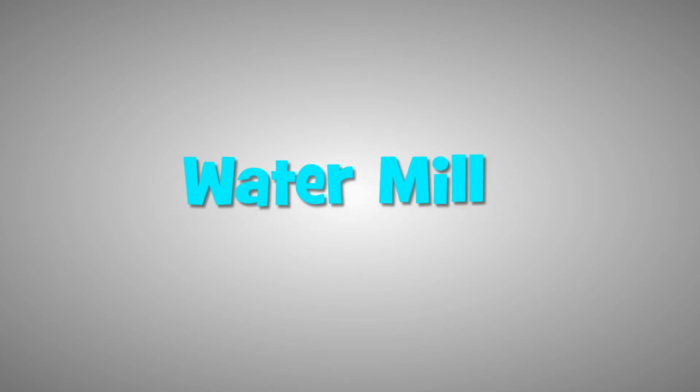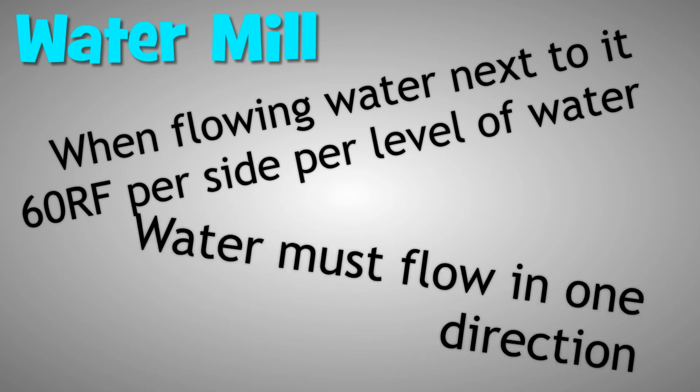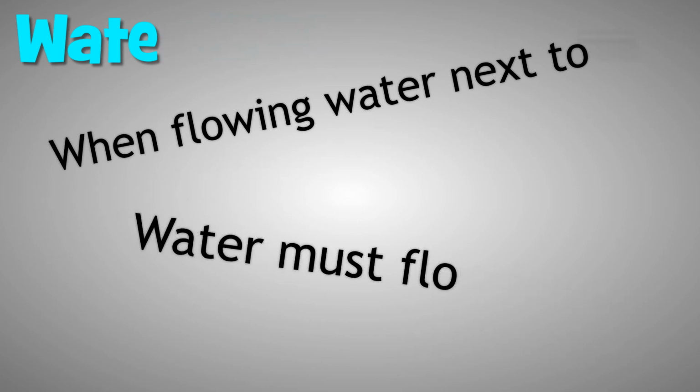And finally, the water mill. When flowing water is above or to the side, it will output 50 RF per side with running water per stage or height of the water. If the water is not flowing, that side will be ignored. Water must flow only in one direction for the side to be valid, and all energy will be generated passively.